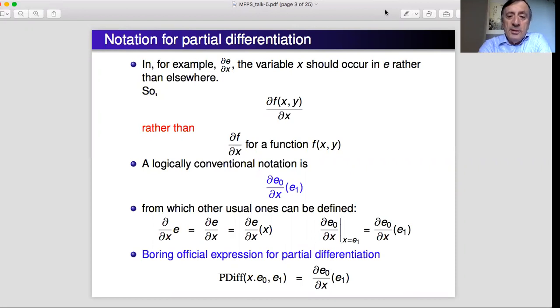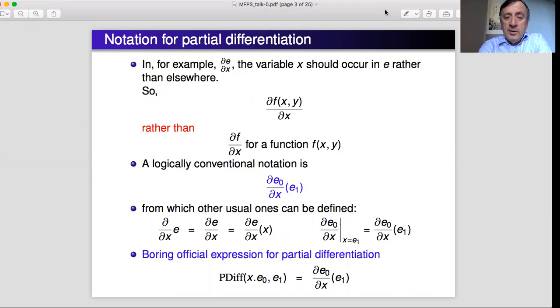So the separation isn't good, and it'd be better just to have it all in one notation, f of x, y by dx. And a good logically conventional notation would be something like d-naught by dx. That's meant to be the partial derivative with respect to x. That's a function, and you apply it to E1. There x is bound, and that's that.